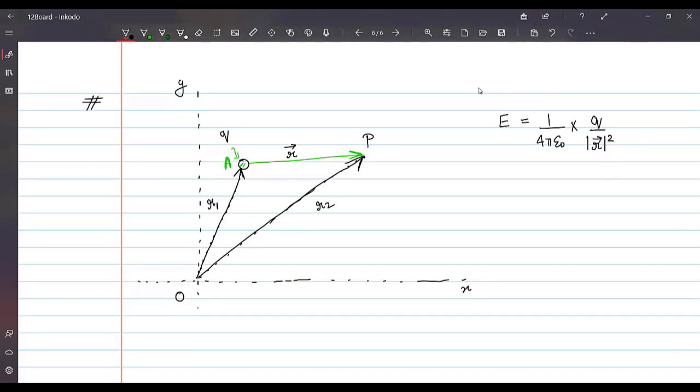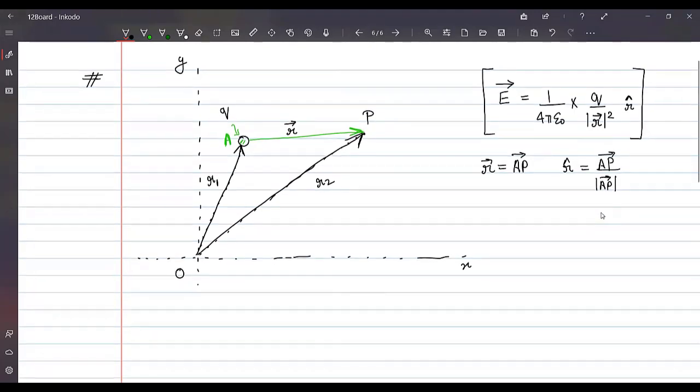And if you want to write it in vector form, you also want to give it a direction. You simply need to find a unit vector along the AP vector. So the R vector is basically your AP vector, and the unit vector along it you can write as R cap. R cap can be defined as AP vector divided by mod of AP vector. This is the formula for electric field in the basic form.